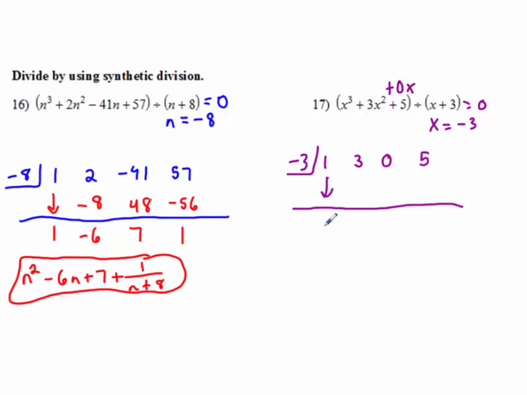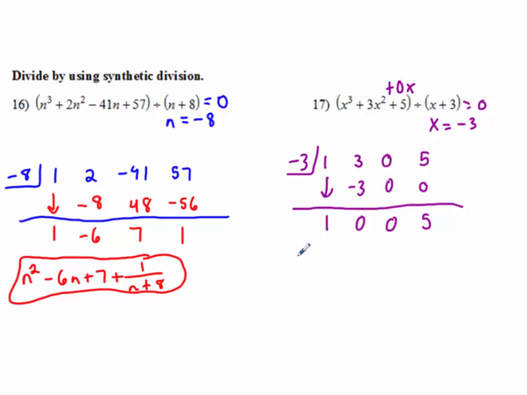So when I do my synthetic division, I drop the 1. Negative 3 times 1 is negative 3. 3 plus negative 3 is 0. We've got to be careful here because sometimes we can get carried away with zeros. Negative 3 times 0 is 0. 0 plus 0 is 0. Negative 3 times 0 is 0. And 5 plus 0 is 5, not 0.